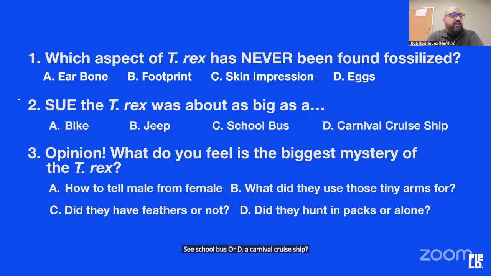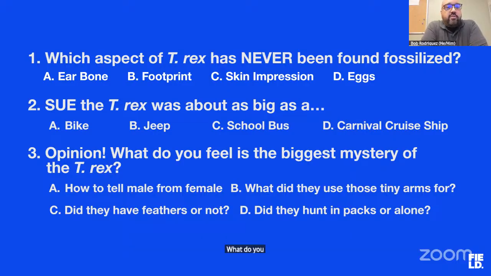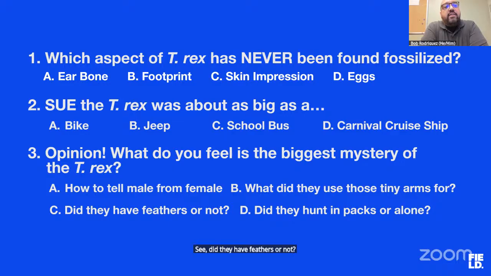And 3, which is an opinion question, which everyone will get, no problem. It's an opinion. What do you feel is the biggest mystery of the T-Rex? Is it A, how to tell male from female? B, what did they use those tiny little arms for? C, did they have feathers or not? Or D, did they hunt in packs or alone?